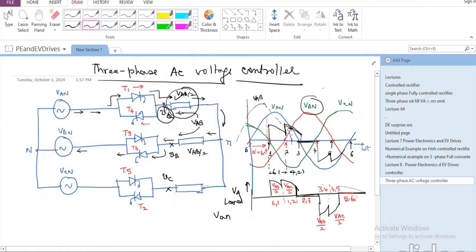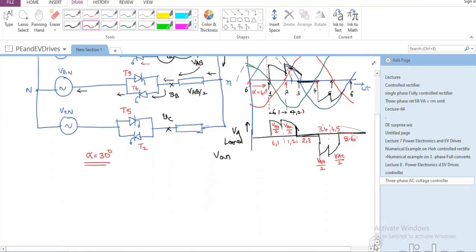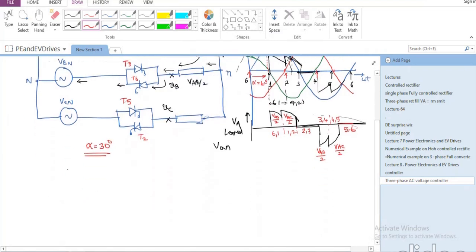So this is corresponding to when we are talking about alpha equal to 60 degree and R load, pure resistive load. Rather than that, if I had started with, for example, alpha equal to 30 degrees. If alpha equal to 30 degrees, let me draw the waveform once again.